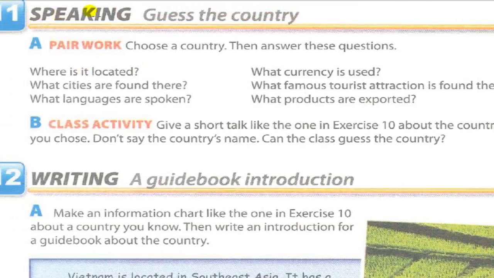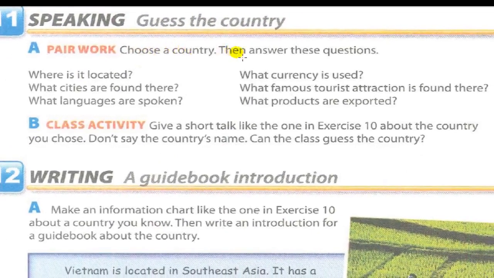Exercise number 11. Speaking. Guess the country. A. Pair work. Choose a country, then answer these questions. Where is it located? Where is the country? What cities are found there? What languages are spoken? What currency is used? What famous tourist attraction is found there? What products are exported?